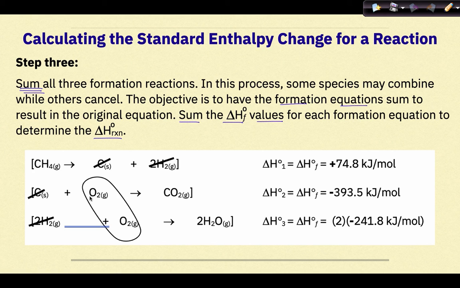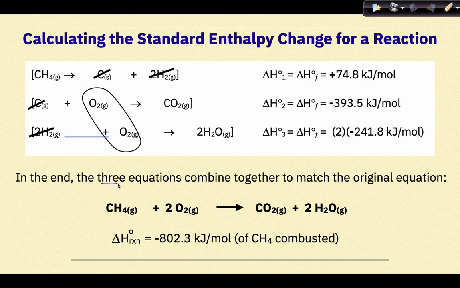So we take all of our equations that we had, we cancel out some values, combine other values, and at the same time add together our heat of formation values. In the end, the 3 equations combine together to match the original equation. Methane plus 2 moles of oxygen yields 1 mole of carbon dioxide and 2 moles of water.